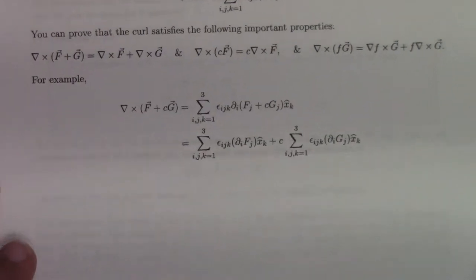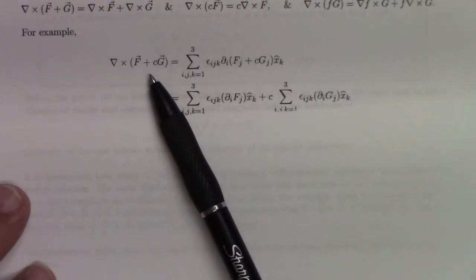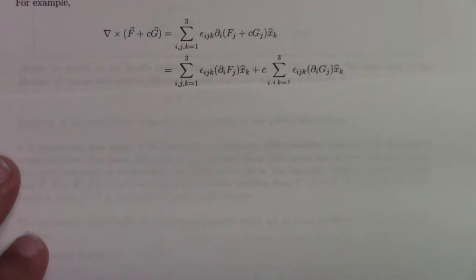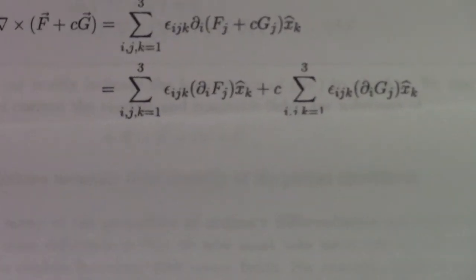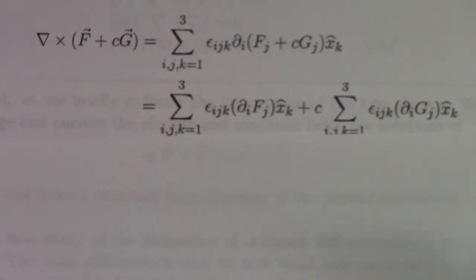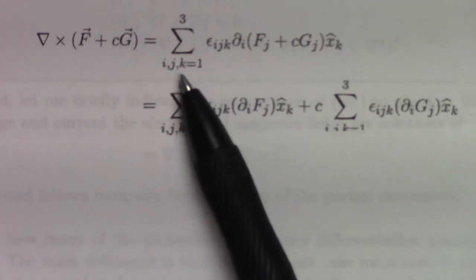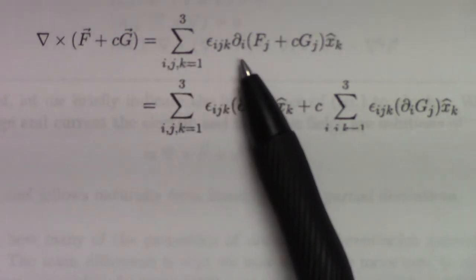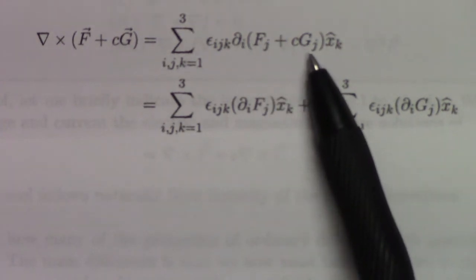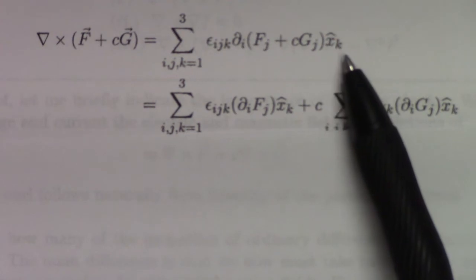Here's an example proof of the linearity. So like the curl of f plus cg is, let me zoom in a bit because I know it's hard to see these indices. There we go. So the curl of f plus cg is the sum of ijk from 1 to 3, epsilon ijk, ith derivative of the jth component of this, which is of course fj plus cgj, times the x hat k, to put it in the kth coordinate.